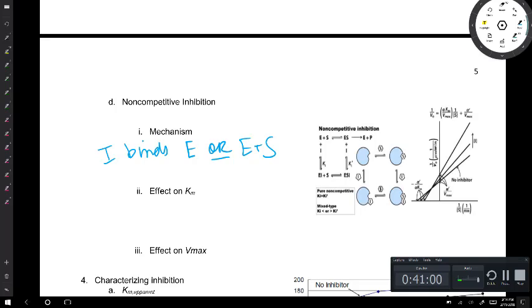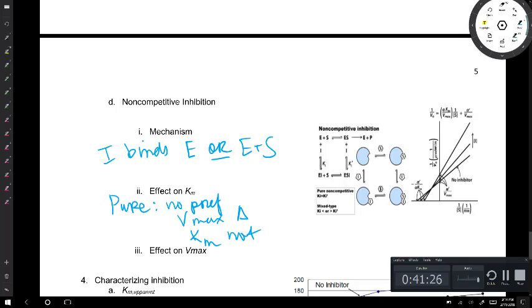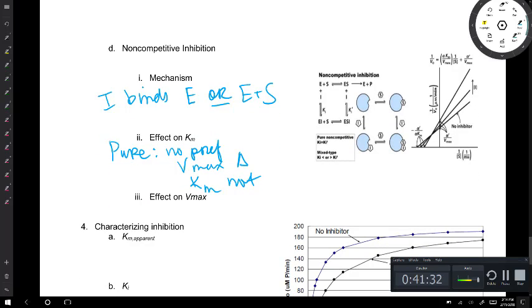So when we have the pure non-competitive inhibitor, it doesn't have a preference for either the E or the ES. And so the Vmax is going to change, but the Km is not. However, there's almost never pure non-competitive inhibition, and this results in the mixed type.